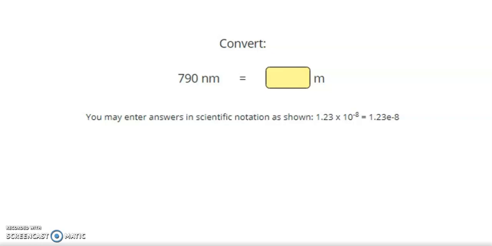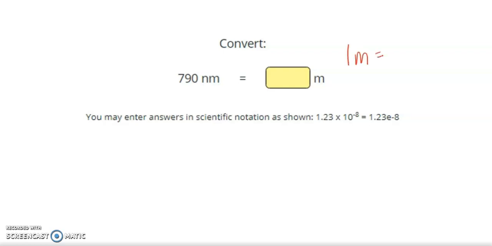This video is about wavelength, frequency, and energy problems. And this first one says convert 790 nanometers into meters. This is something that you'll be doing a lot in these wavelength and frequency problems. So something we need to know is how many nanometers are in a meter.